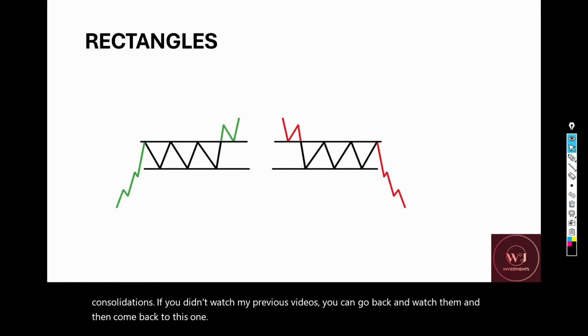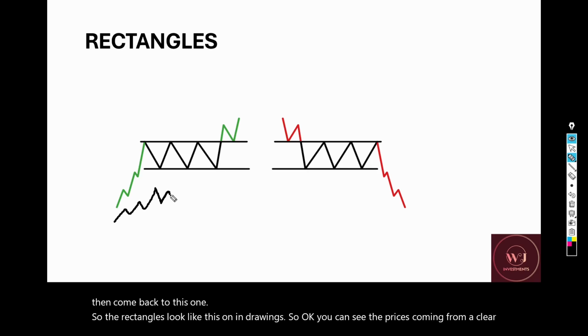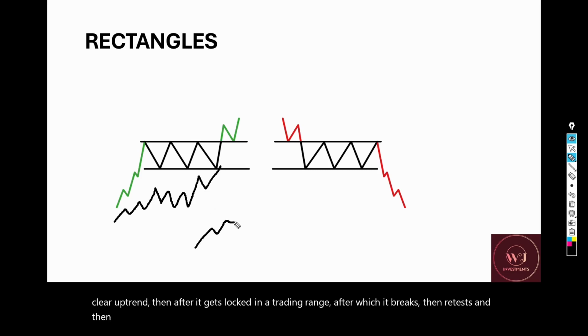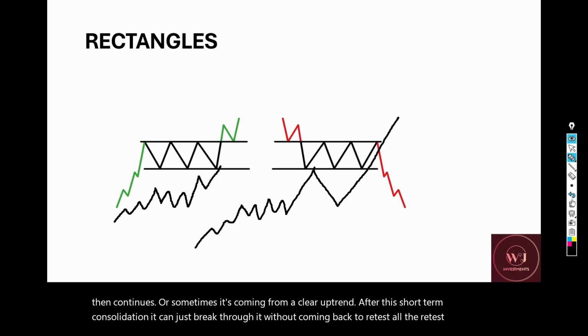So the rectangles look like this in drawings. Here you can see the price is coming from a clear uptrend. Then it gets locked in a trading range, after which it breaks, then retests and then continues. Or sometimes it's coming from a clear uptrend, and after this short-term consolidation, it can just break through it without coming back to retest, or the retest can occur at a much later time.